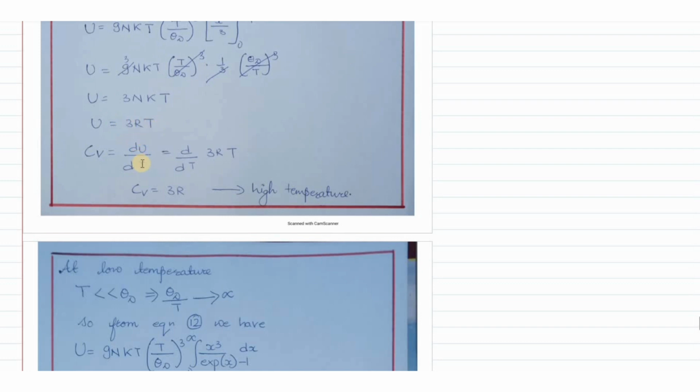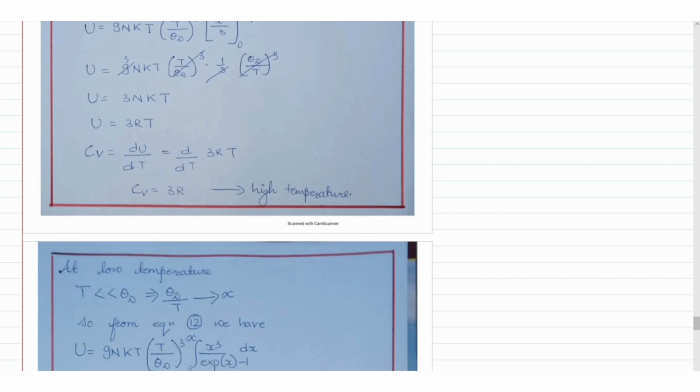Cv is equal to du by dT. We know that Cv is equal to du by dT. So d by dT of u is equal to 3RT. So Cv is equal to 3R. At high temperature, Cv is equal to 3R.